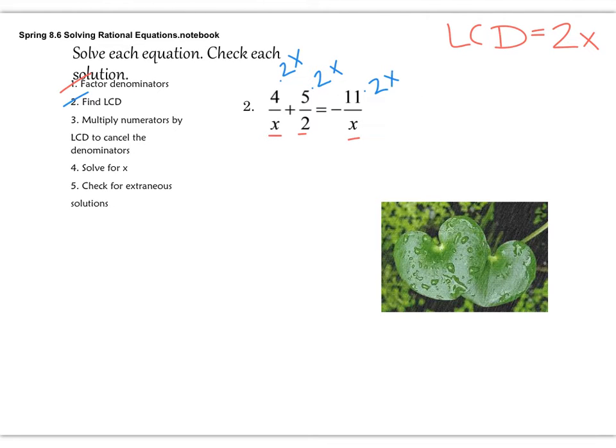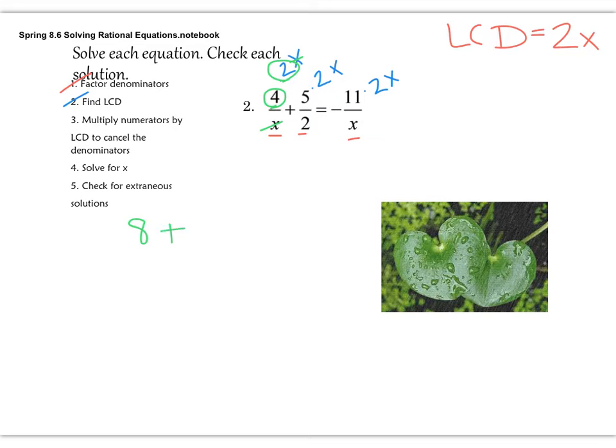All right, everybody with me? So whatever the LCD is, keeping in mind I need to just cancel every piece out. That's what I'm trying to do. So I multiply by 2x. Now, by doing that, I am getting things to cancel. So this x cancels with this x. And then I have 4 times 2 left over, which is 8.